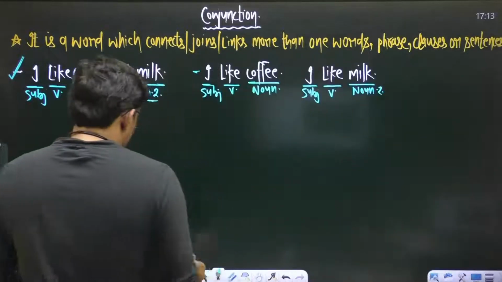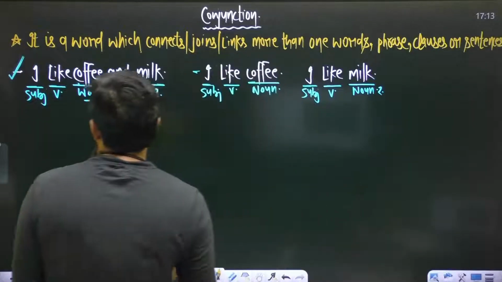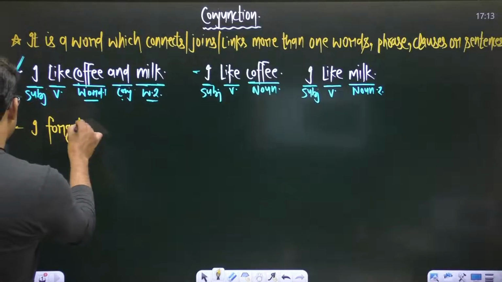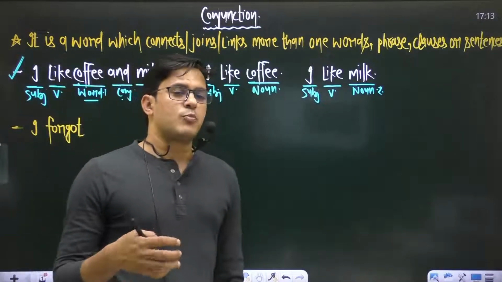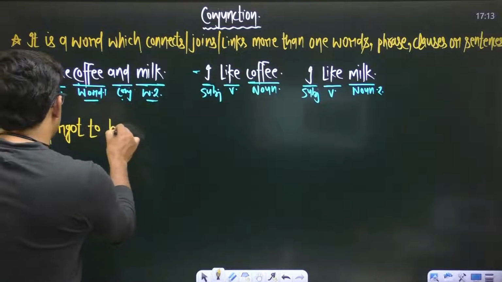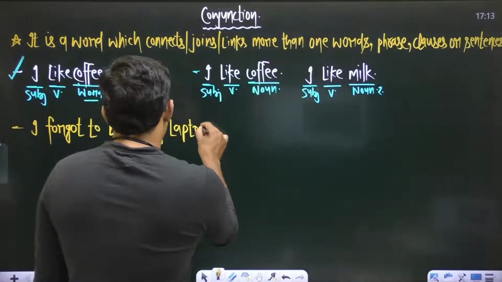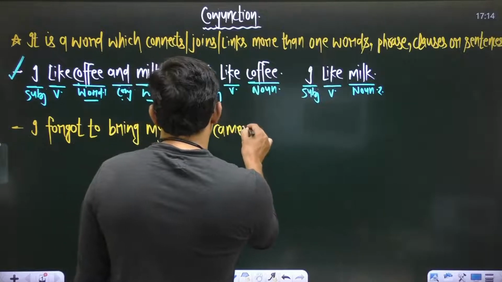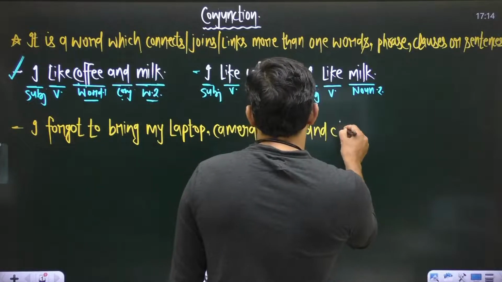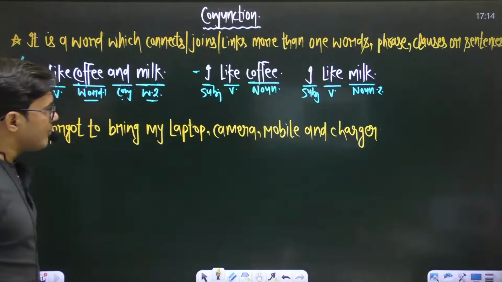Chalo to. So just take another example. Let us discuss how conjunction connects more than one word, right? If I speak, I forgot to bring my laptop, camera, mobile, and charger. If I speak like this, I forgot to bring my laptop, camera, mobile, and charger.